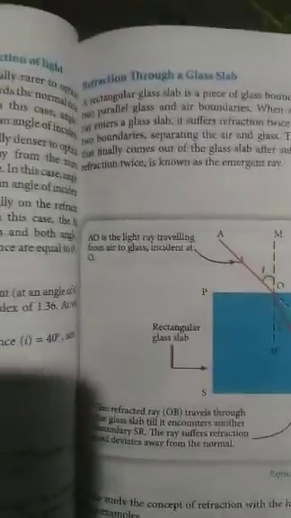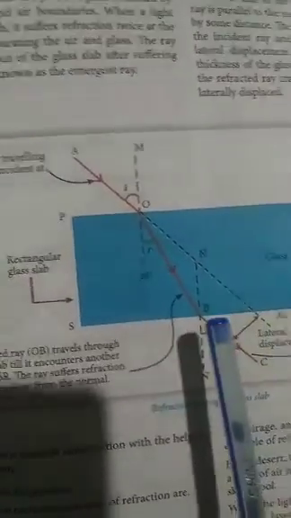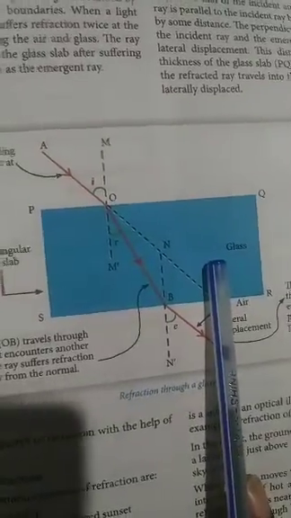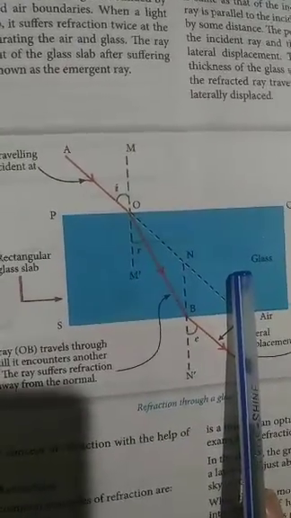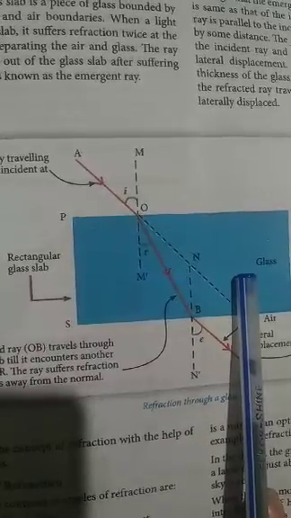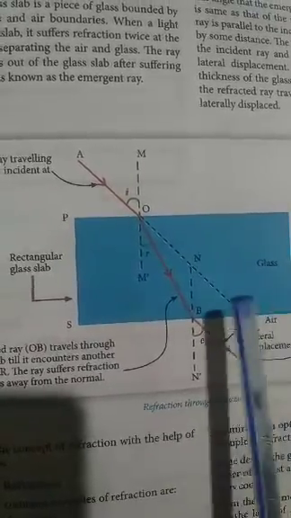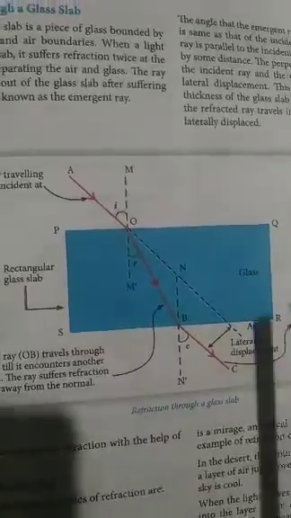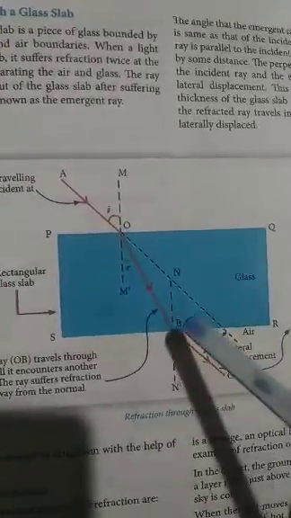Now let us see refraction through a glass slab. A rectangular glass slab is a piece of glass bounded by two parallel glass and air boundaries. When a light ray enters a glass slab, it suffers refraction twice at its two boundaries, separating the air and glass and air. So let us see the concept of refraction with the help of an example.